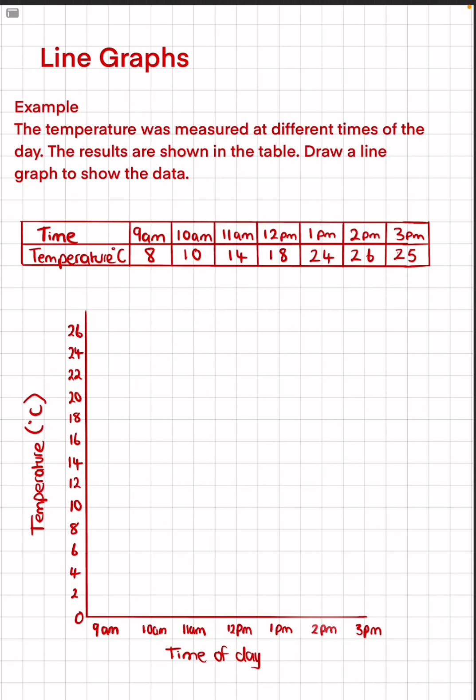In this clip, we're going to be looking at line graphs. So line graphs show us how things change over a period of time. Here's an example. The temperature was measured at different times of the day. The results are shown in the table. Draw a line graph to show the data.